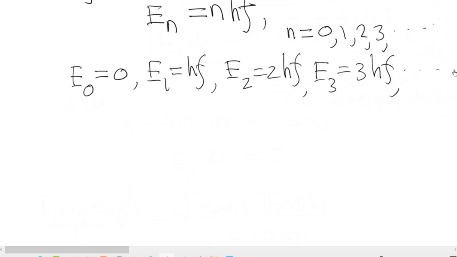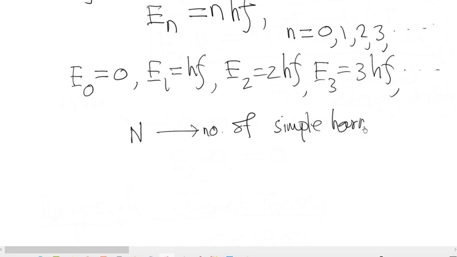On the basis of this concept, the spectral distribution of blackbody radiation may be explained in the following way. Let us consider that a blackbody radiator consists of N number of simple harmonic oscillators having fundamental frequency f.